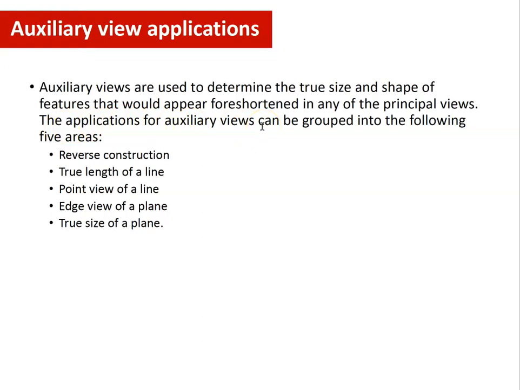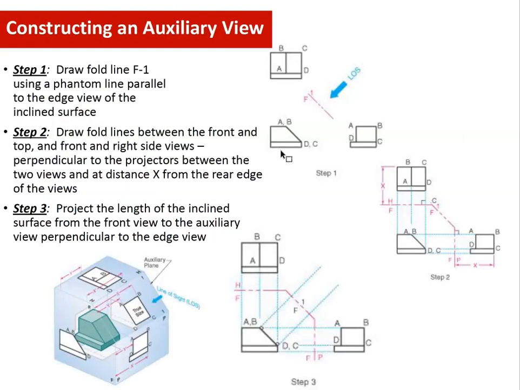Sometimes you need it for reverse construction to find out what is the true length of a line. Sometimes you need it to know the point view of a line. Sometimes you need it to know the edge view of a plane and also the true size of a plane. So this is just common sense. Anything that you can't see, you do the auxiliary view.